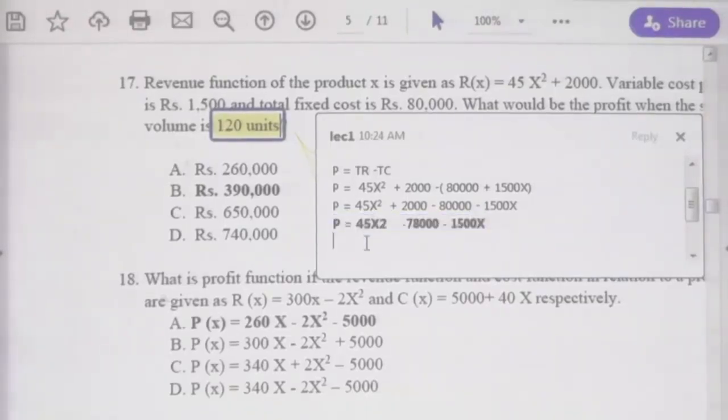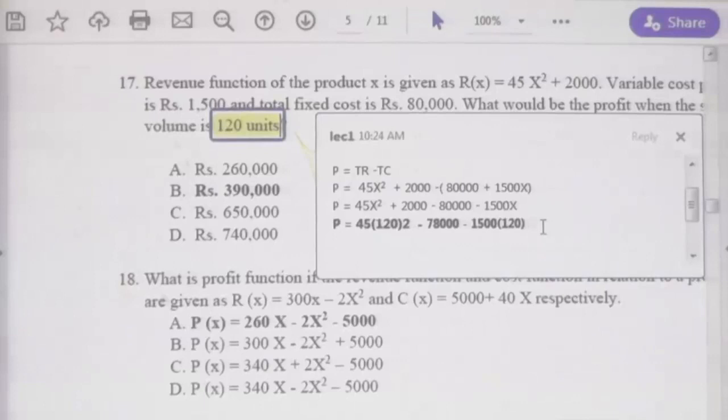Now, to this profit formula, you need to apply 120 in the place of x. Here you have to apply 120 in the place of x. Now see the answer. This should be minus.